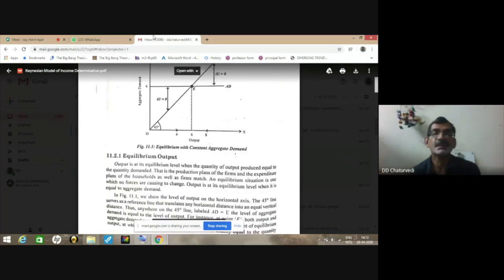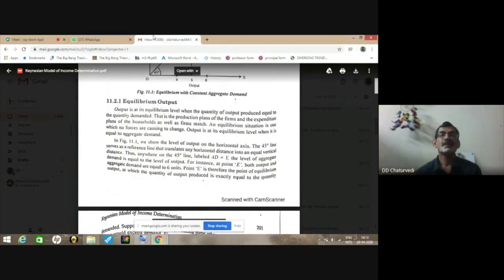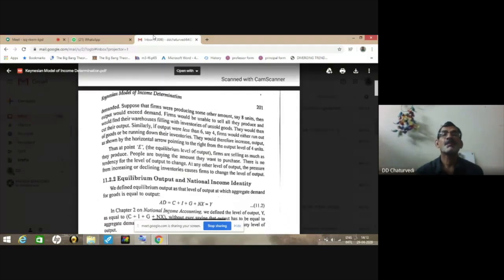Equilibrium output is attained at the point where the quantity of output produced is equal to the quantity demanded. As far as quantity of output is concerned, I've already told you that it is indicated by 45-degree line, which is having equal vertical distance for both x and y axis. E is the point of equilibrium.